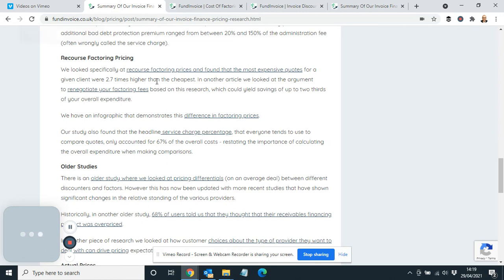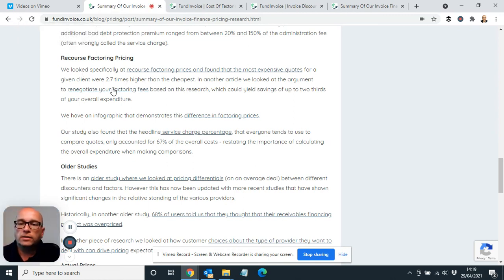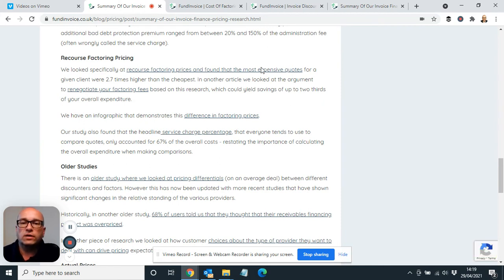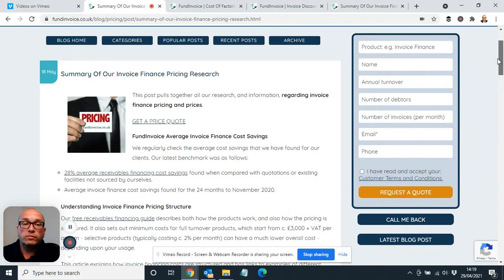This is a recourse factoring facility that we looked at for a particular client, and the quotes that we were given by different providers, there was a difference of a multiple of 2.7 times between the cheapest and the most expensive quote. So that's a huge difference between the cheapest and the top end of the market. So that's why it's important to have a search around when you're thinking of using this type of service.